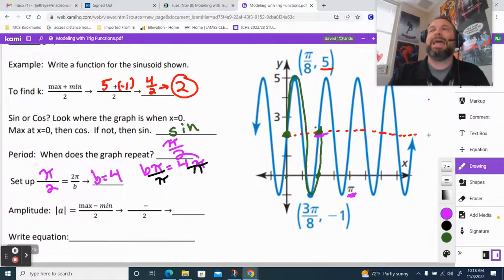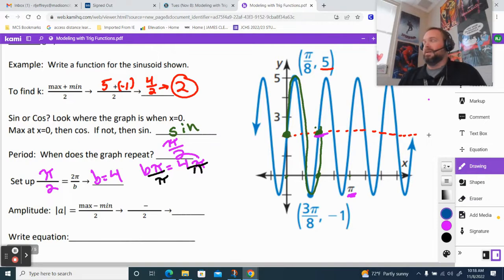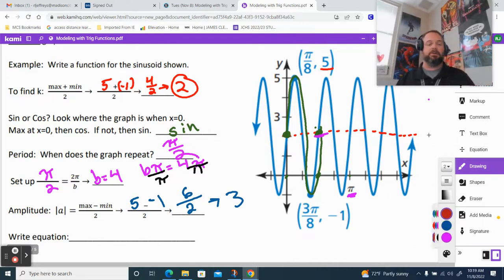Okay, now our amplitude. We're finding our A. So our amplitude is our max minus our min divided by 2. So this is 5 minus -1. Okay, so minus -1 is the same thing as saying plus, so this becomes 6. And what's 6 divided by 2? 3. Okay, we have our k, we have our b, we know if it's sine or cosine, we have our A. Now we're ready to write the equation. All right, you ready? Put on your helmets. I'm about to blow your mind. Okay, so y equals, what's our A value?